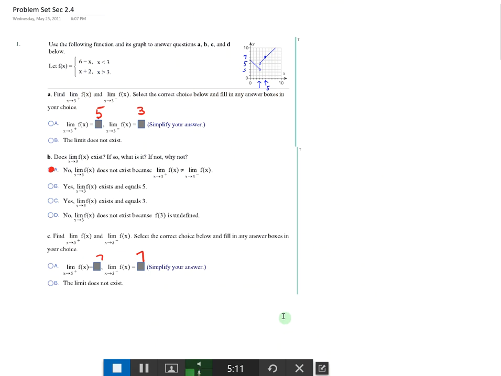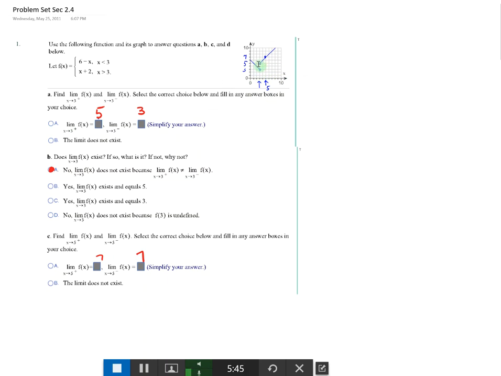All right, number 1, use the following function and its graph to answer the questions. So we have this graph here, and I drew in the arrows here and said that at this point x is 5. So just keep that in mind. Find the limit of f of x as x approaches 3 from the right and 3 from the left. That's what that's saying.